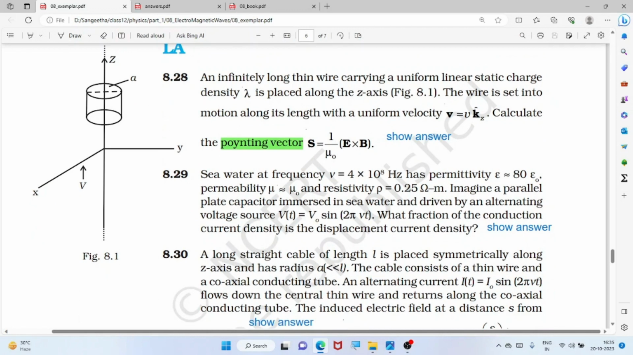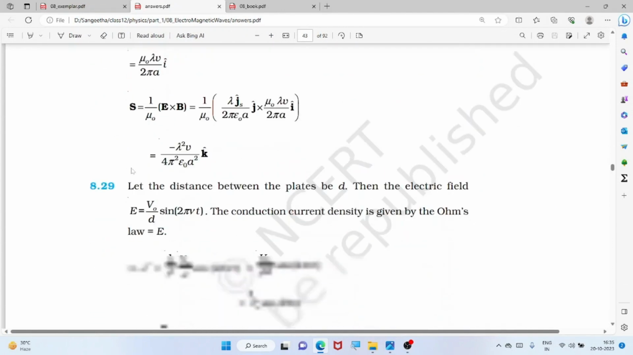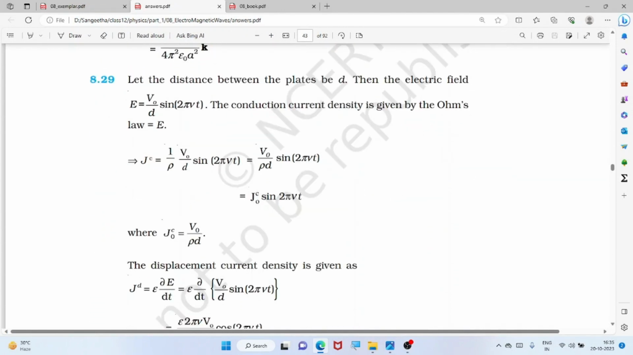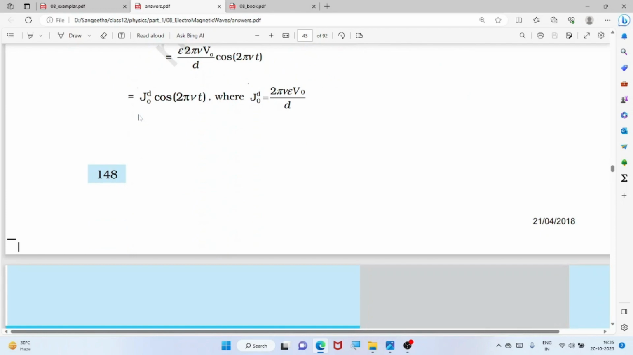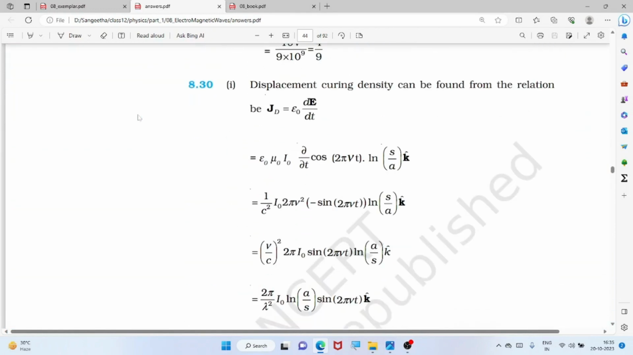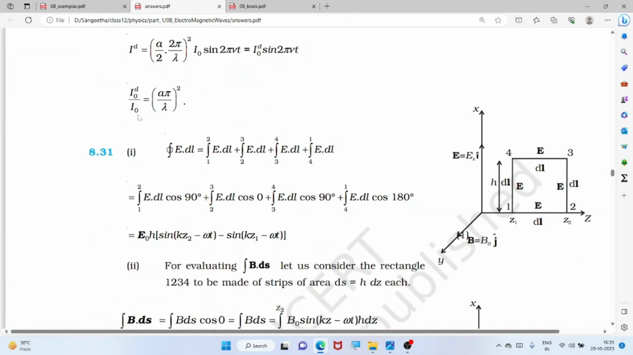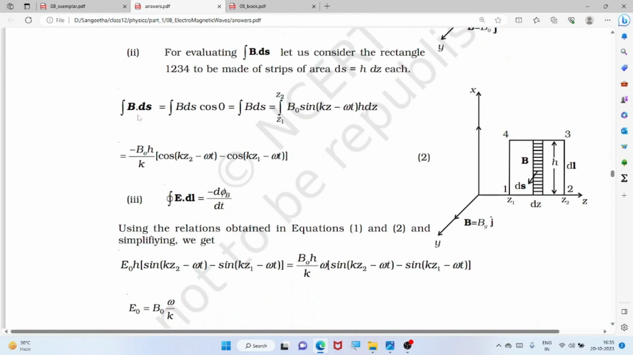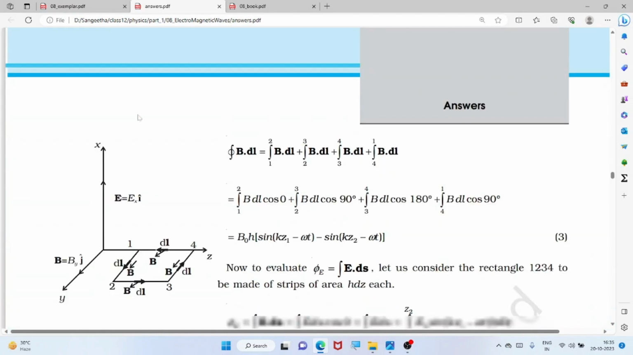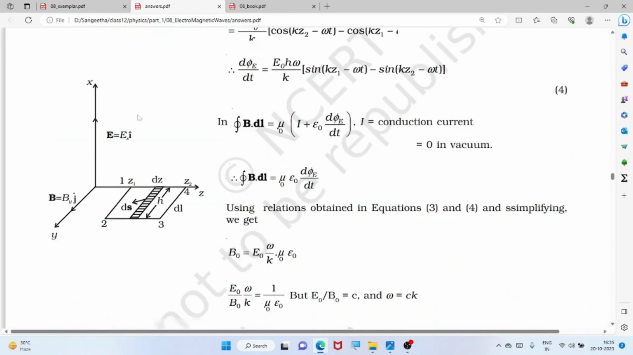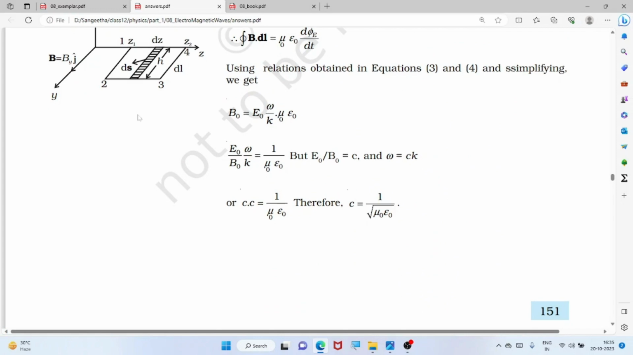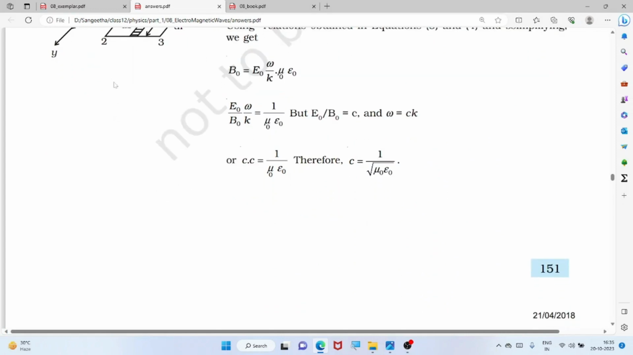An infinitely long wire carrying the uniform current. These answers are all given, you can go through it. The 28, 29, all are given, till the last one. So you have to apply your mathematics, integration and differentiation, here also.